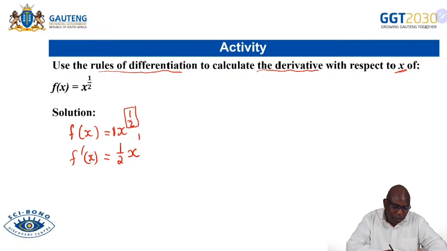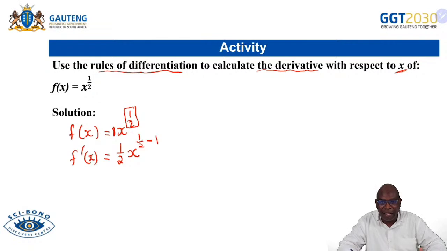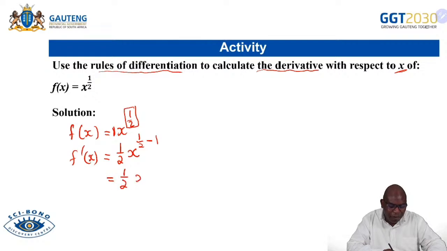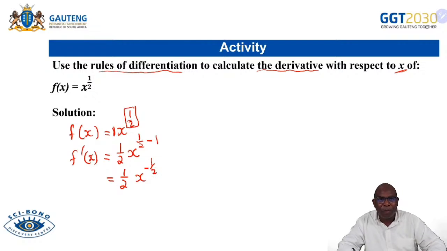I'm going to subtract a 1 from that half. Okay, I know you love fractions, so let's quickly do that. So the answer there is going to be half of x to the power minus 1 over 2. So we're going to have that one as our final answer.